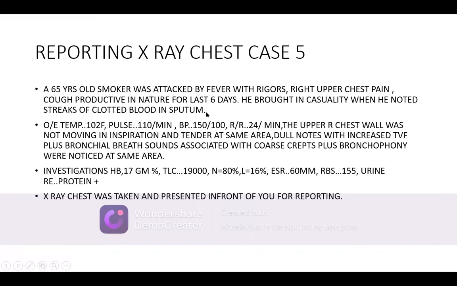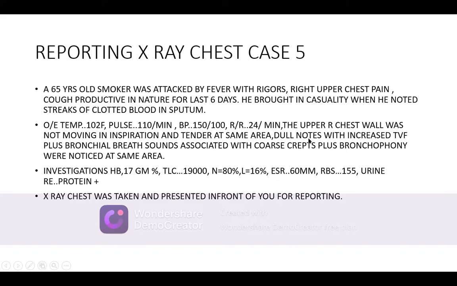It is definitely hemoptysis. On examination, temperature was 102 degrees Fahrenheit, pulse was 110 per minute, blood pressure was 150 by 100, which is on the higher side. Tachycardia, there is definitely a temperature increase in this condition. In addition, the upper right chest wall was not moving in inspiration and was tender in the same area, and respiratory rate was 24 per minute.